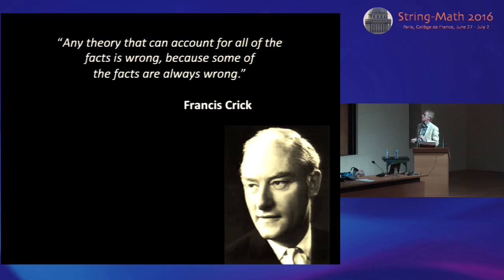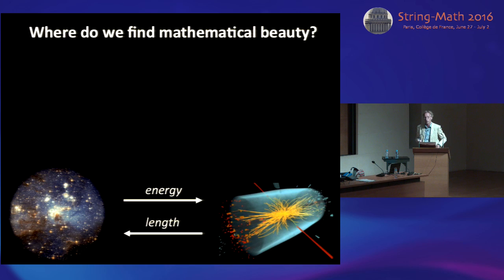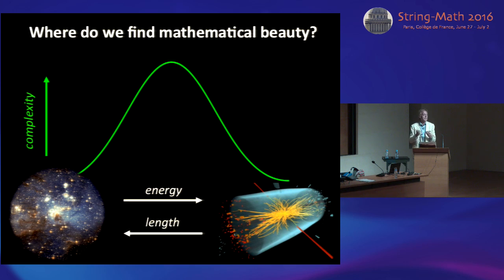There's this famous quote from Francis Crick: any theory that can account for all the facts is wrong, because some of the facts are always wrong. We don't know with 100% certainty what the world is that we try to describe with our mathematical formulas. So this is a philosophical point: where do we find mathematical beauty? And you could say there's an argument that, if you look at the world in terms of energy scales or length scales, from the large to the very small, you can see that complexity is really in the middle. And simplicity, and probably also mathematical simplicity, you might find at two ends of that spectrum, at the very, very small or the very, very large. That is in terms of particle physics or cosmology.